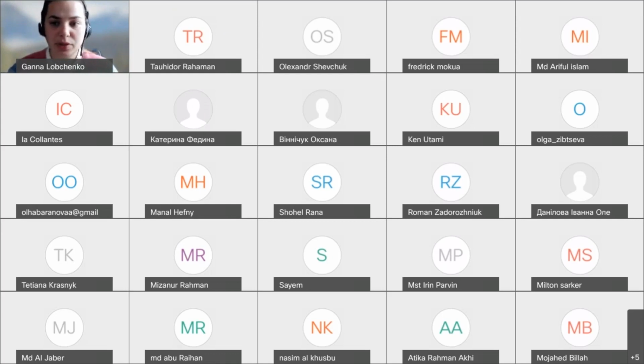The next question is from Frederick Moka. Thank you, Tauhidor, for the very informative presentation, and thanks again for the great work you have done in Bangladesh. Is it possible to simplify the Open Foris Collect and customize it for use by rural communities in collecting data for community forest carbon monitoring?